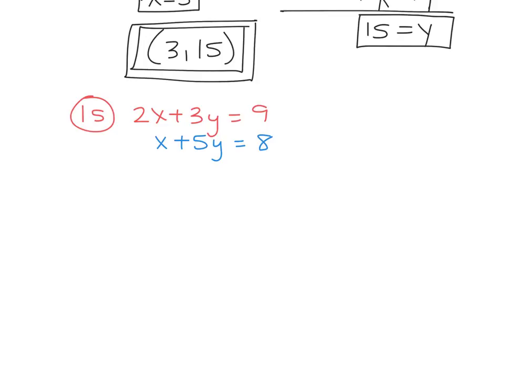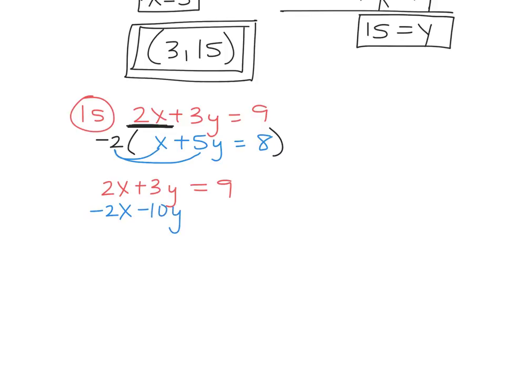Okay, for number 15, you don't have the same coefficient on either. So what I would do is take this bottom equation and multiply it by -2, because then that'll get you the opposite of the positive 2x. So I'm going to rewrite my red one, just so we have them right by each other. And then my blue one would be a -2x. -2 times 5y is a -10y. And -2 times 8 is a -16.